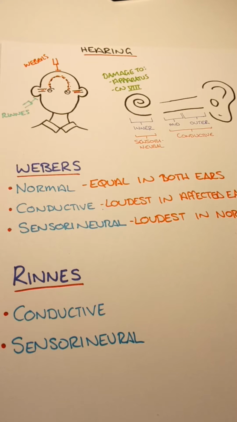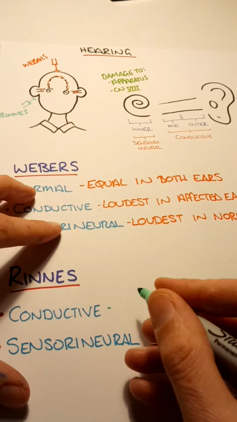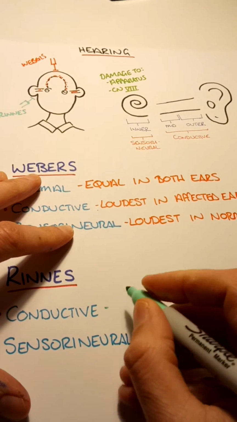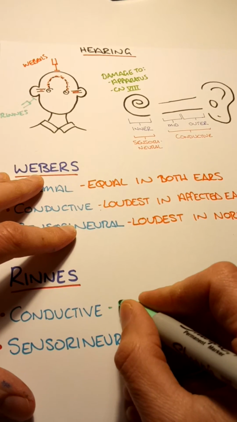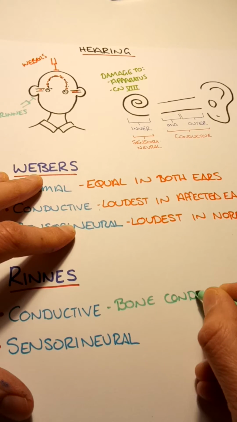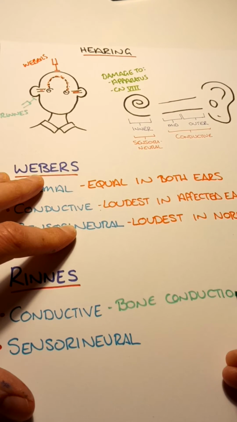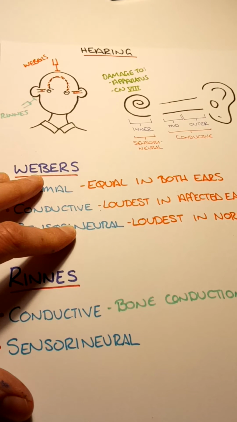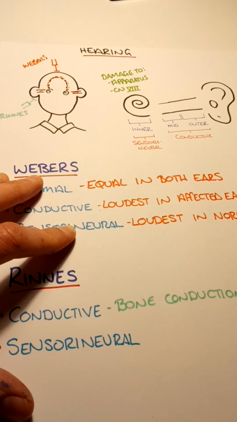So, the results we can get for the Rinne's test: for conductive loss, bone conduction is better than air conduction.